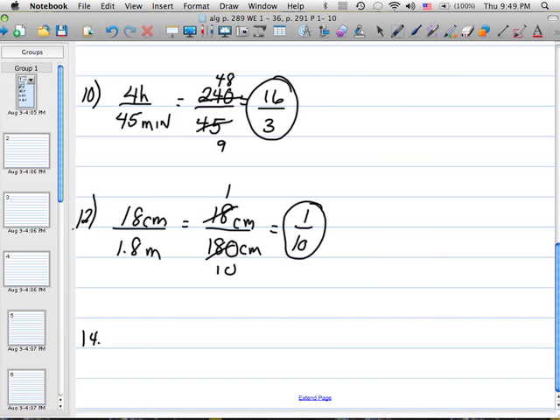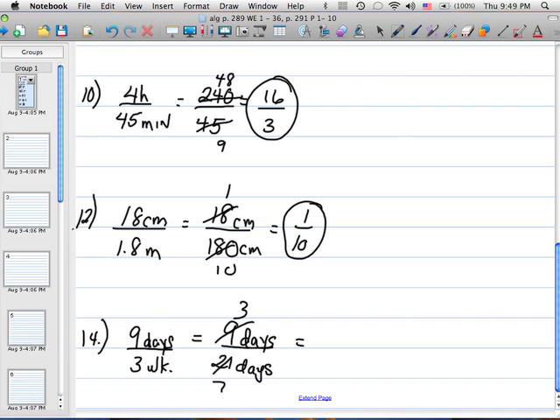Problem number 14, we have 9 days over 3 weeks. So that would be 9 days over, or 7 days to a week. So 7 times 3 is 21 days. And that would simplify dividing by 3, 3/7. So our ratio is 3 to 7.